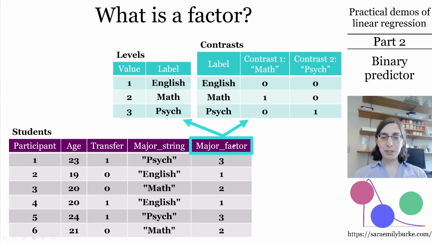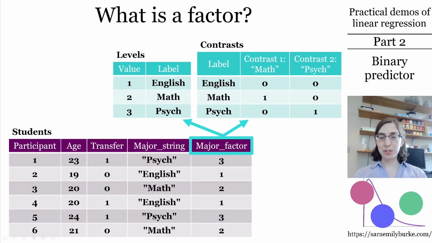And there's another piece of metadata that's stored along with this factor variable type, which is a set of contrasts. Here, there are 2 contrasts because there are 3 categories in the variable. Those contrasts are a representation of what's going to happen to that factor if you include it in a statistical model. So here, contrast 1 is called math, and there's a table indicating that contrast 1 math is represented by zeros for English, ones for math, and zeros for psych.